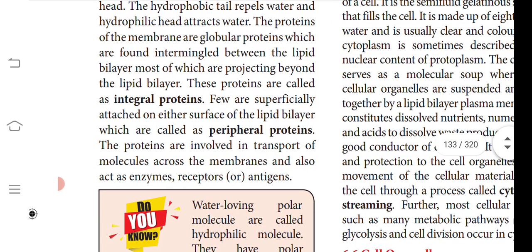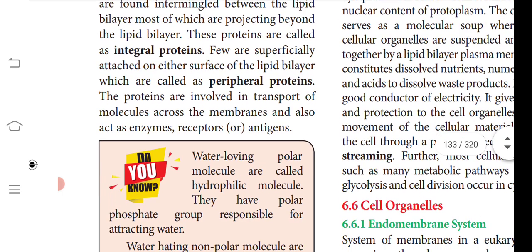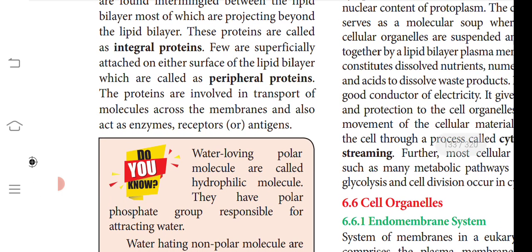The proteins of the membrane are globular proteins. The protein is found in between the lipid bilayer. Two layers of lipid and in between you have the presence of protein. The proteins present in between are called integral proteins. Few are superficially attached on top, and they are called peripheral proteins.